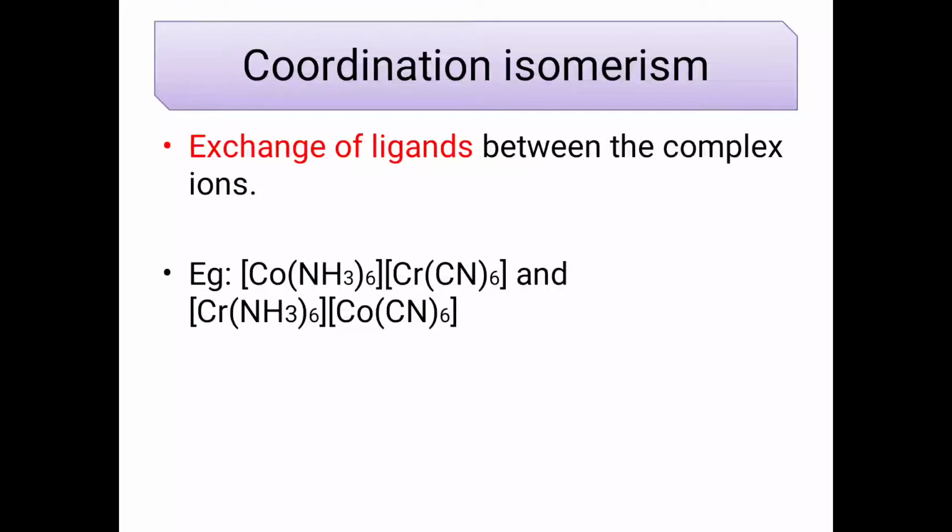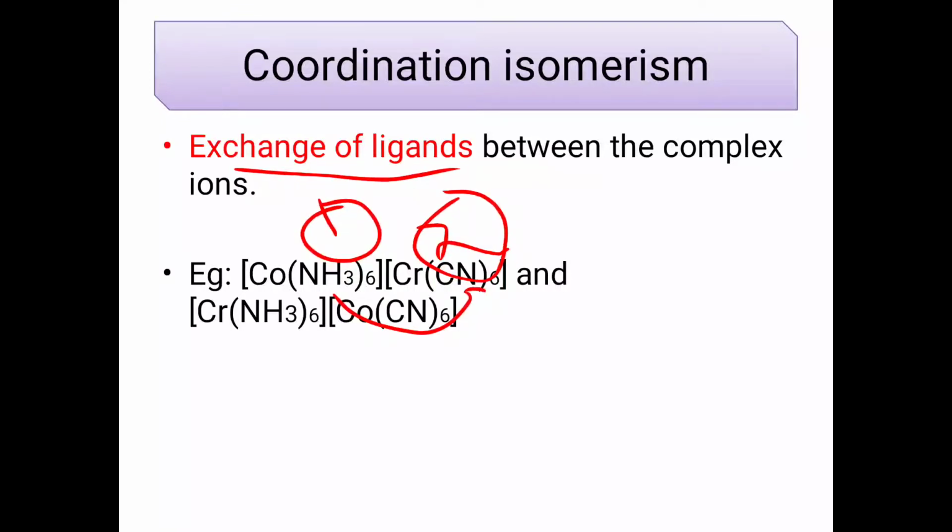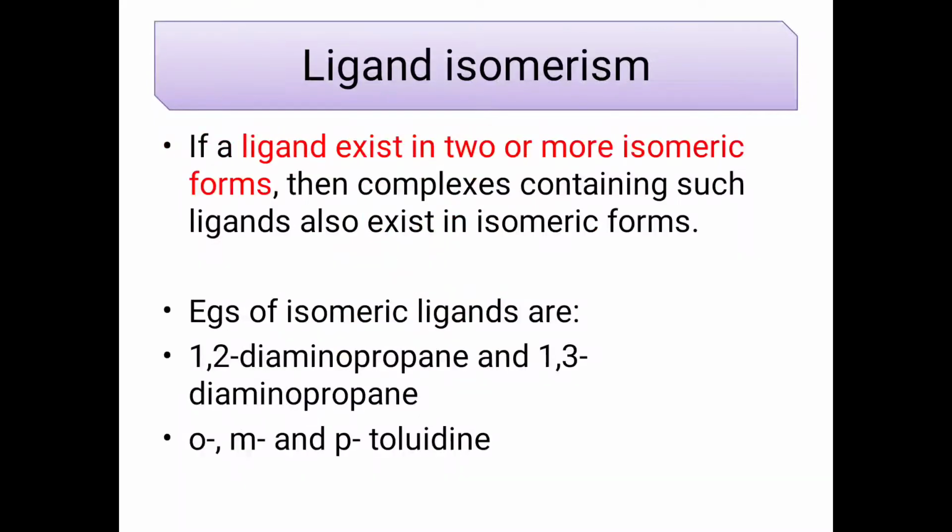Coordination isomerism. Here there is an exchange of ligands between the complex ions. This is one complex ion and this is the second complex ion. What you see is that the ammonia ligand, which was first with cobalt, will now go to chromium, and the cyanide, which was with chromium, will now go to cobalt. That is called coordination isomerism.